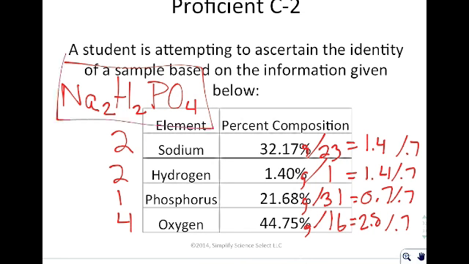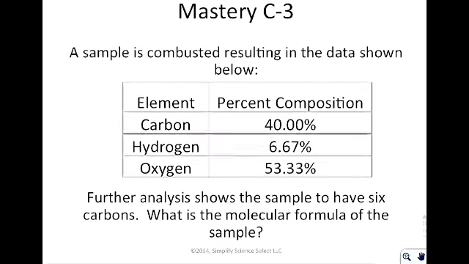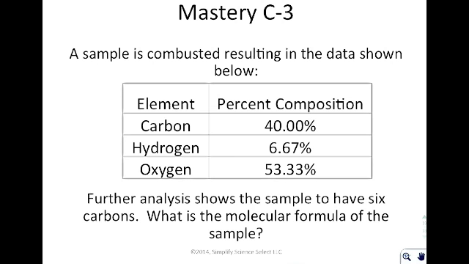Now I don't know for sure that that's the molecular formula. It could be something different, but we'll have to take a look at some other piece of information to figure it out. The last example that we have says a sample is combusted, resulting in the data below. Further analysis shows the sample has 6 carbons. What is the molecular formula for the sample?